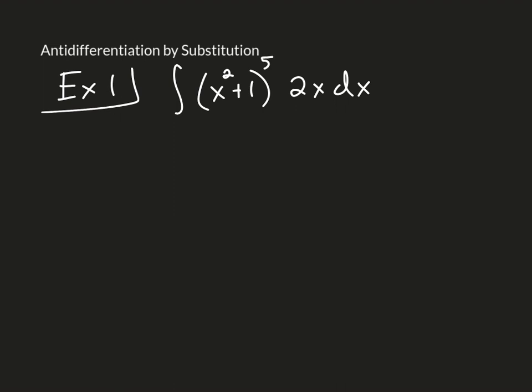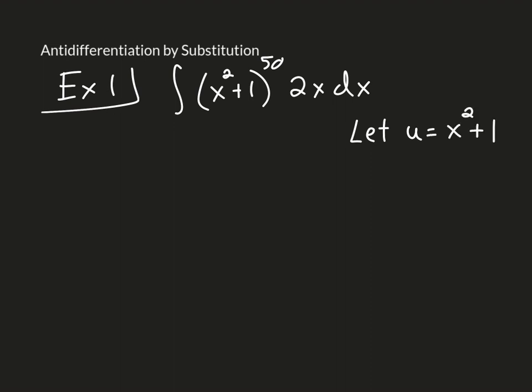But what would make this problem a lot harder is if I raise that binomial to the 50th power. Right, now we have an issue, because we can't actually expand that 50th power out. So let me show you a way that we can make this integral significantly easier using U-Substitution.